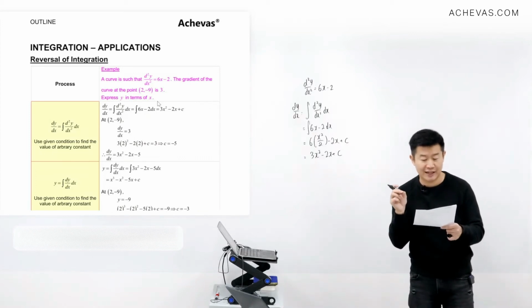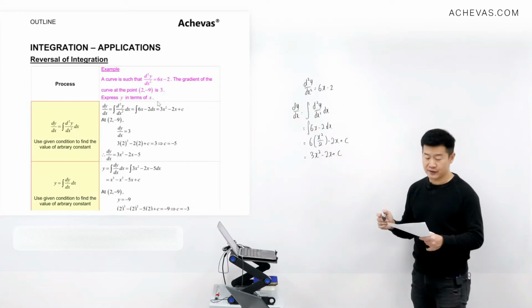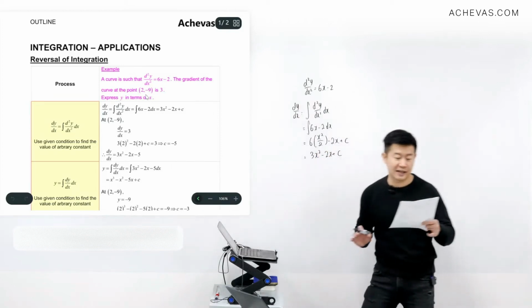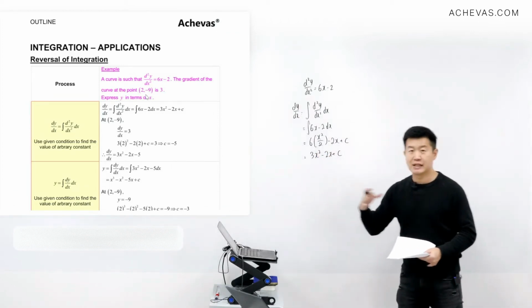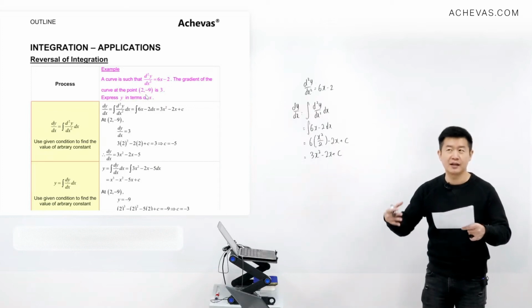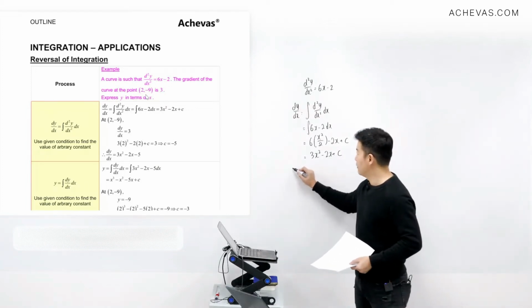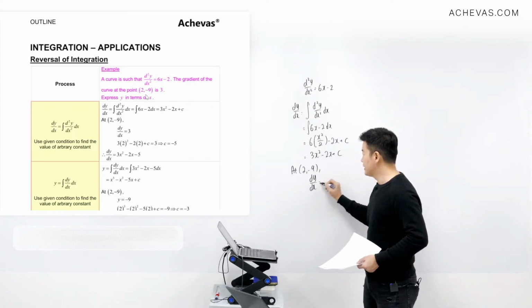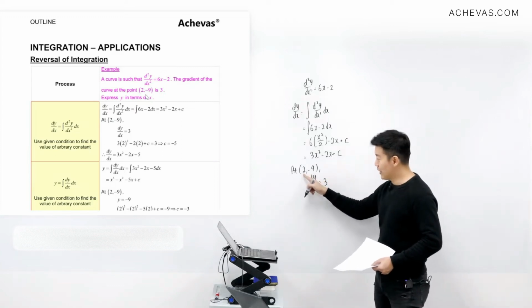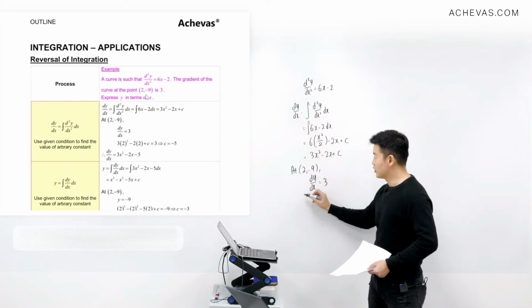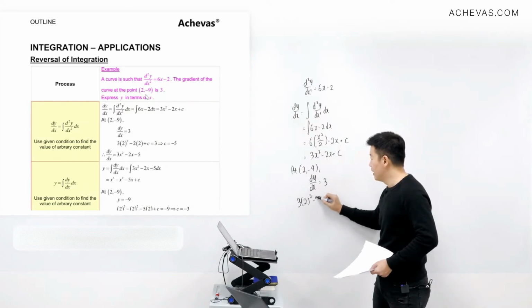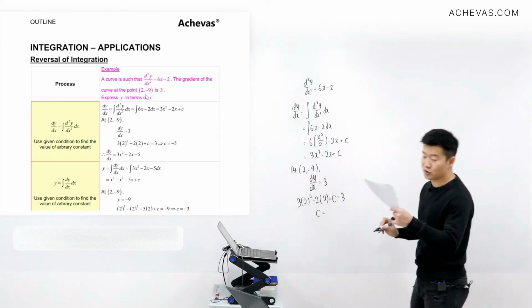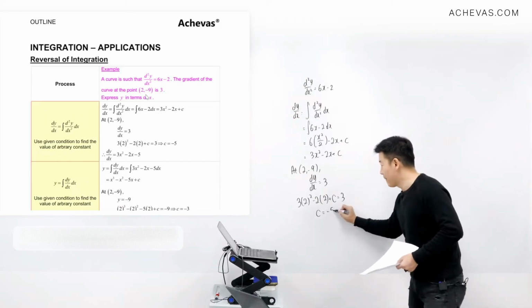Most of the time, the question will give you a condition that will allow you to solve for the arbitrary constant. In this question, it says that the gradient of the curve at the point (2, -9) is 3. So gradient is dy dx, which means that at the point (2, -9), dy dx is equal to 3. Let me write it down. X is equal to 2 at this point, which means that for dy dx, it is going to be 3 times 2 squared minus 2 times 2 plus c. This is equal to 3. This will help us to solve for the value of c. c is equal to minus 5.